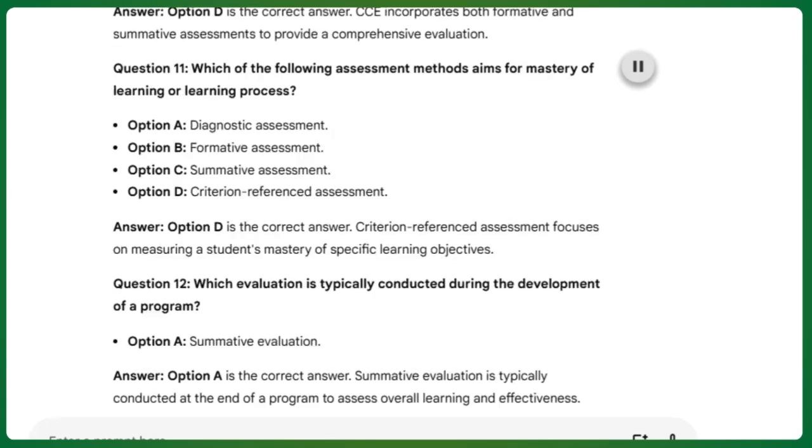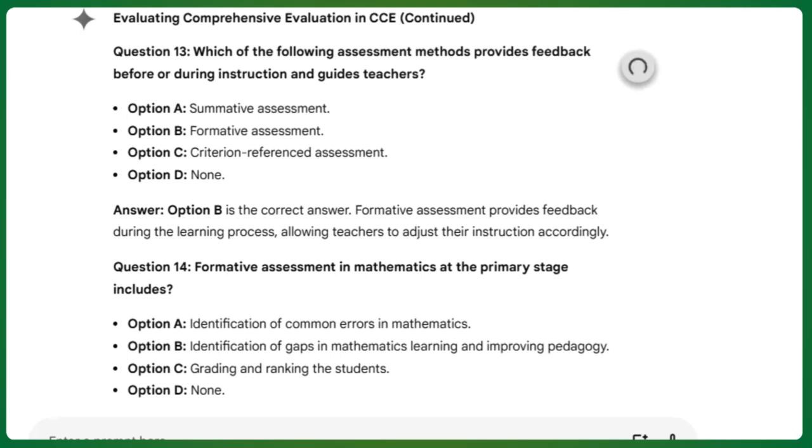Question 12. Which evaluation is typically conducted during the development of a program? Option A, summative evaluation. Answer. Option A is the correct answer. Summative evaluation is typically conducted at the end of a program to assess overall learning and effectiveness. Evaluating comprehensive evaluation in CCE, continued.